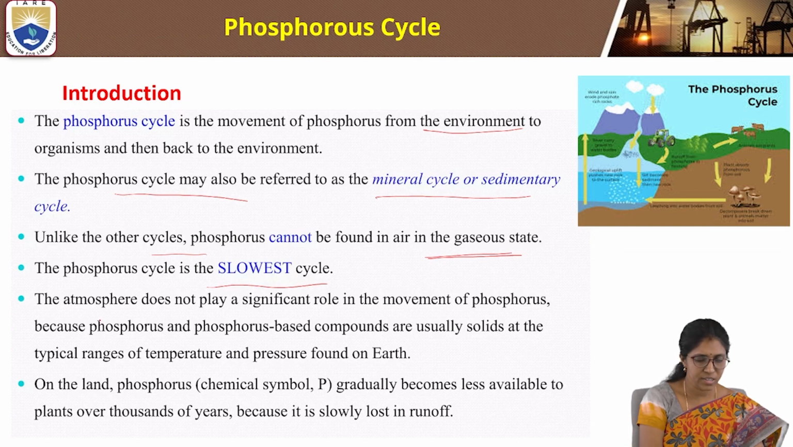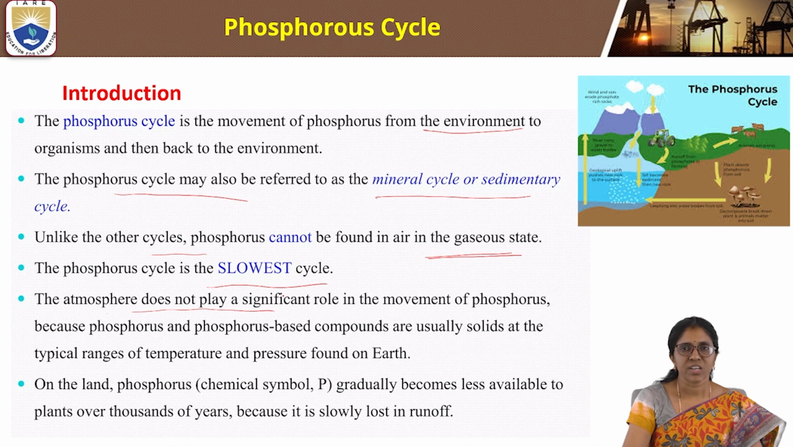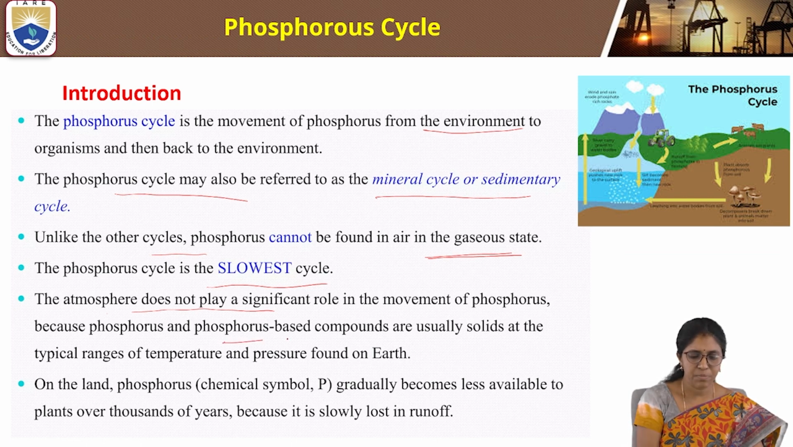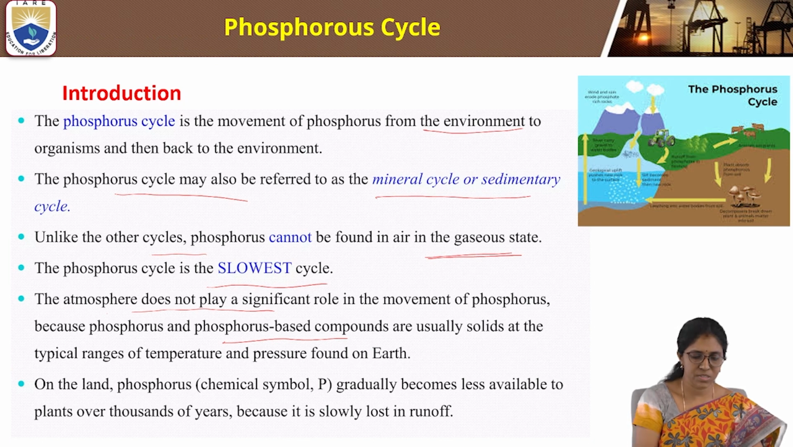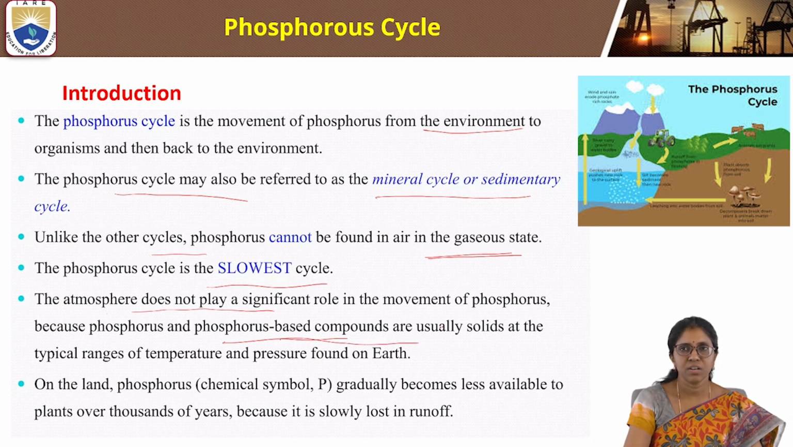The atmosphere does not play a significant role in the movement of phosphorus, because phosphorus and phosphorus-based compounds are usually solids at the typical ranges of temperature and pressure found on earth.